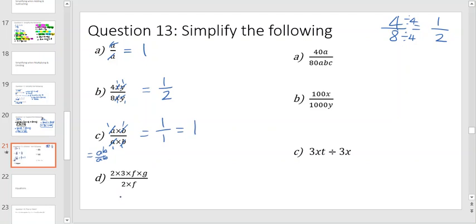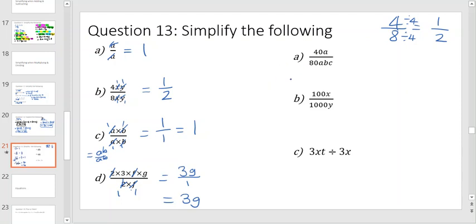D, let's cross off anything that's the same on top and bottom. I've got a 2 on top, a 2 on the bottom. A 3 on top, no 3s on the bottom. An F on top, an F on the bottom. And a G on top, and no Gs on the bottom. So I'm left with 1s on the bottom. 1 times 1 is just 1. And then 3 times G is just 3G. And that 1 can be invisible. So your final answer should be 3G.